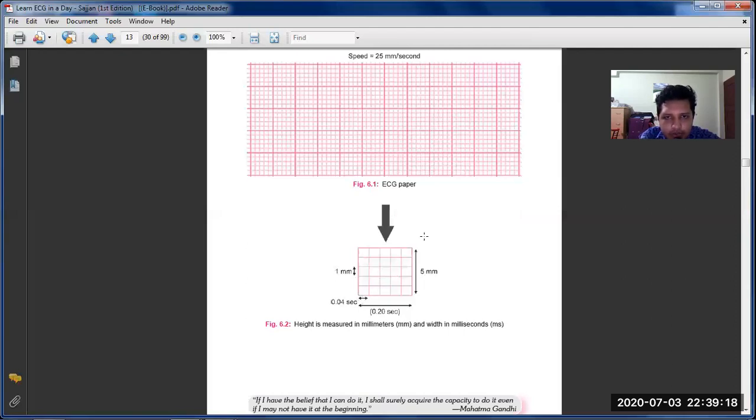And a large square consists of 5 small squares on each side. So one length of the large square is 0.04 times 5, that is 0.2 second. That is on the x-axis. And on the y-axis, 1 millimeter, meaning one small square length, denotes 1 millivolt. So 5 millimeters means 5 millivolts.